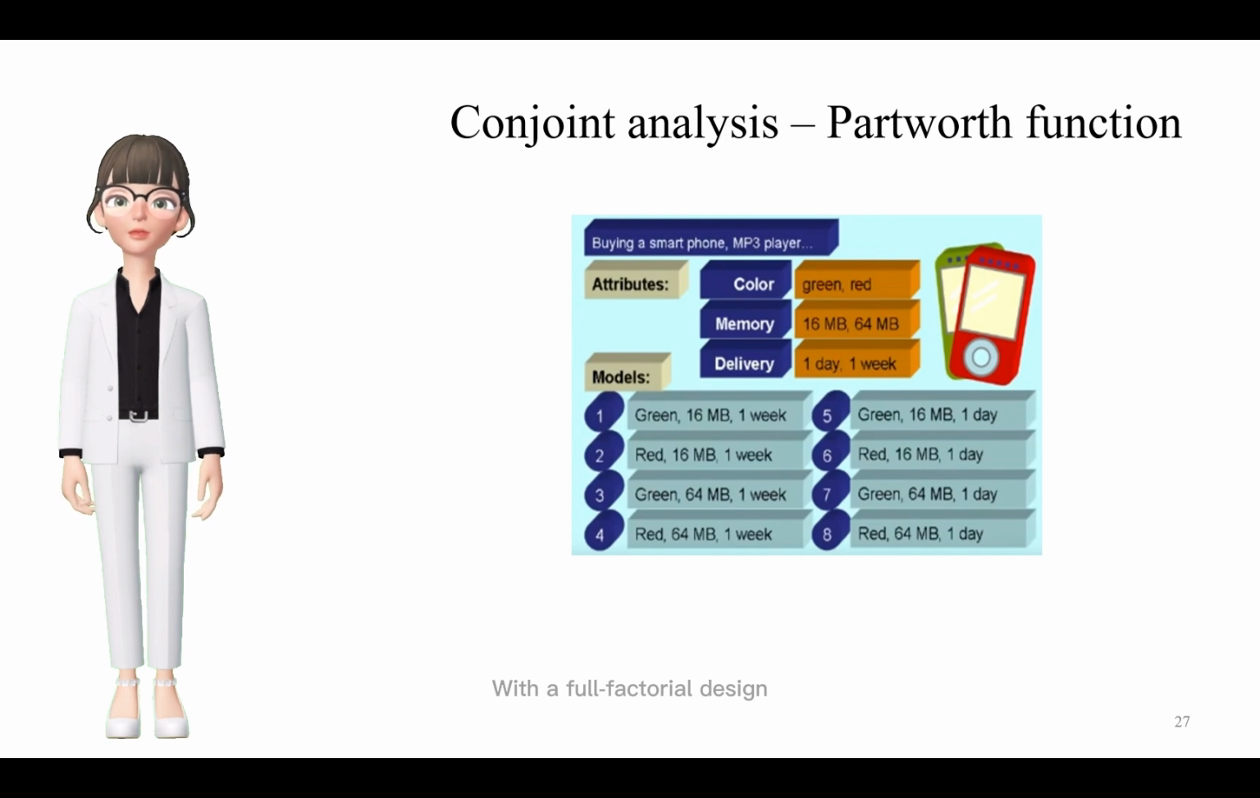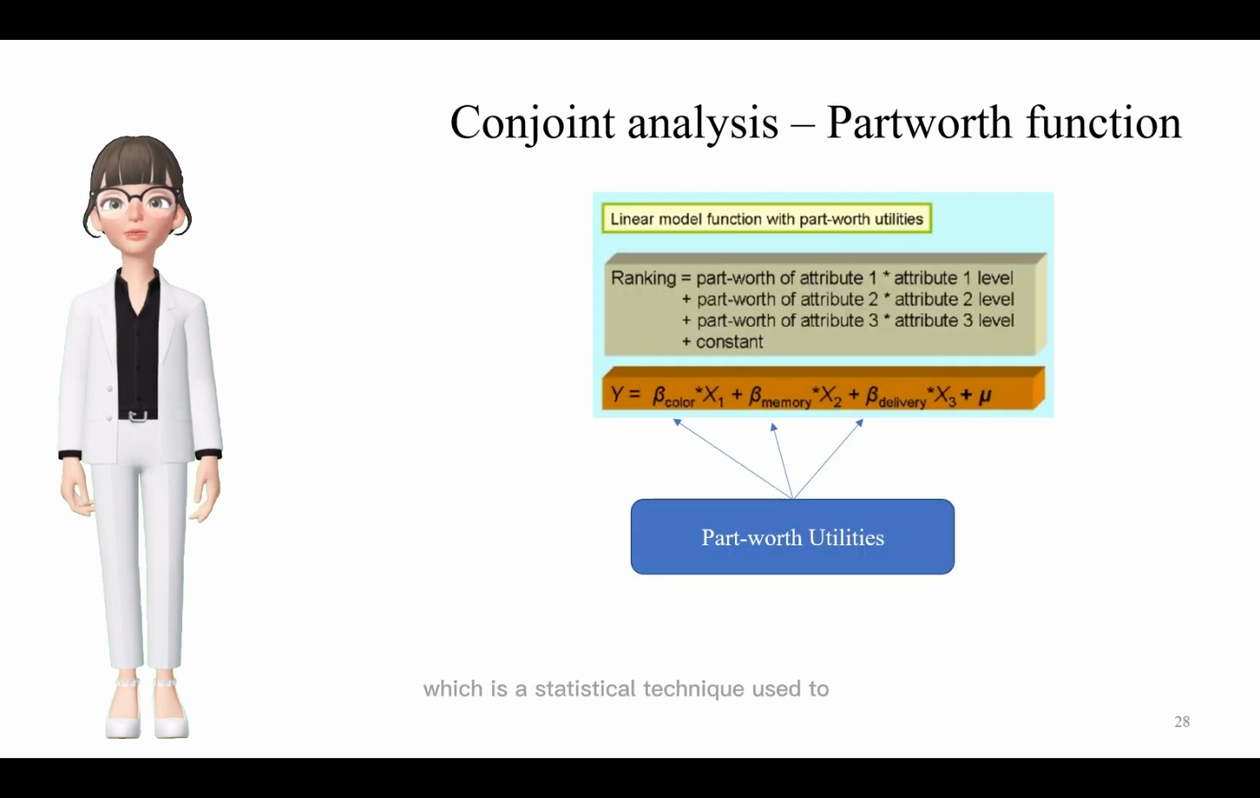With a full factorial design, we can present all 8 bundles to customers and ask them to rank the bundles from 1 to 8. The part-worth utilities can be obtained by applying a regression model, which is a statistical technique used to analyze the relationship between one dependent variable and one or more independent variables. In this case, the dependent variable is the customer's ranking of the product bundle, and the independent variables are the attributes and levels included in the study.